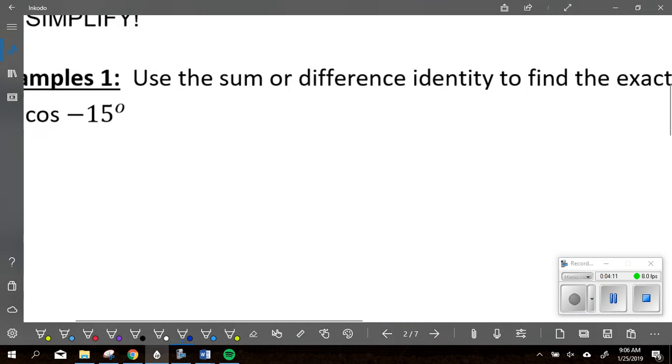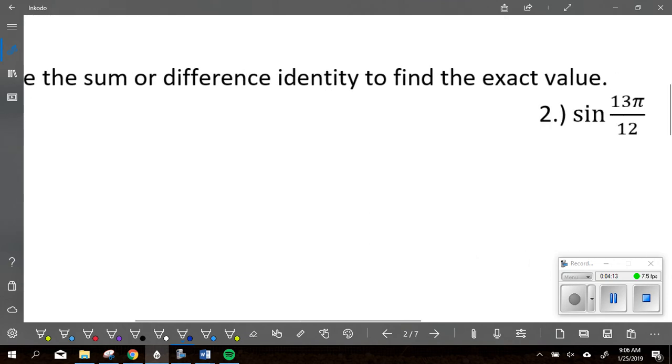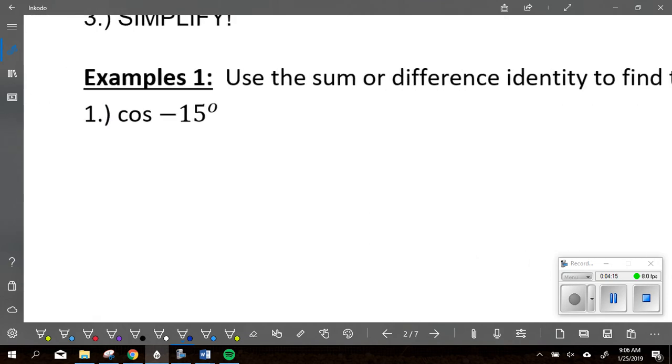All right, so using those sum and difference identities, we are going to find the exact value of cosine of negative 15 degrees. Is cosine of negative 15 degrees on your unit circle? No. If you look at this guy, we don't go to 15 degrees. That's not a thing. Okay? So 15 degrees doesn't work. We are going to find the exact value, though. So exact value means I can't use my calculator.